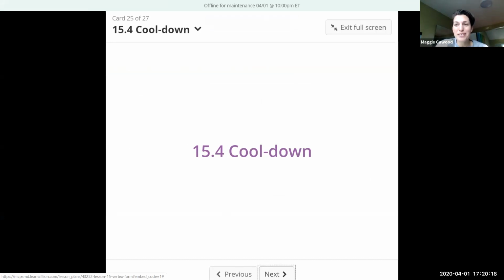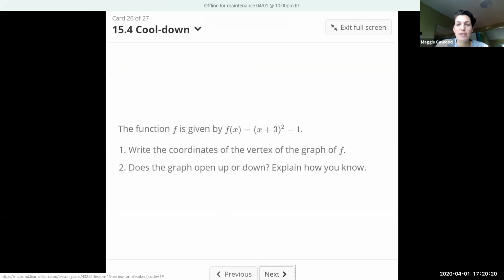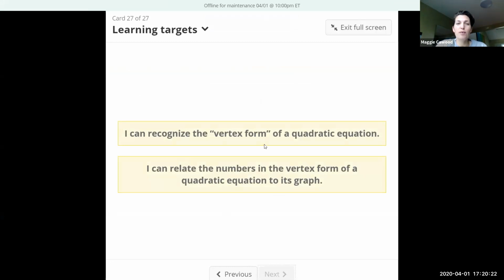All right, now cool down. Your teacher might assign this as an activity, but let's see. This was our goal for today. I can recognize the vertex form of a quadratic equation. Yay! I can relate the numbers in the vertex form of a quadratic equation to its graph. So the h and the k, opposite h and k. All right. Okay, so that was that.